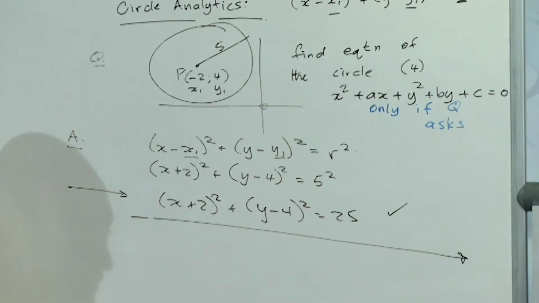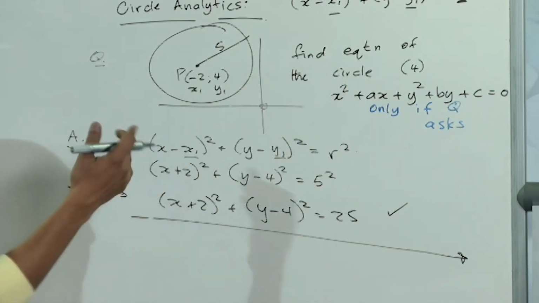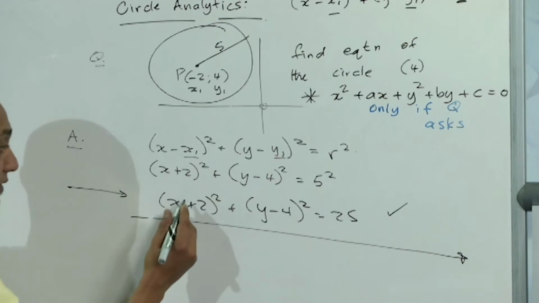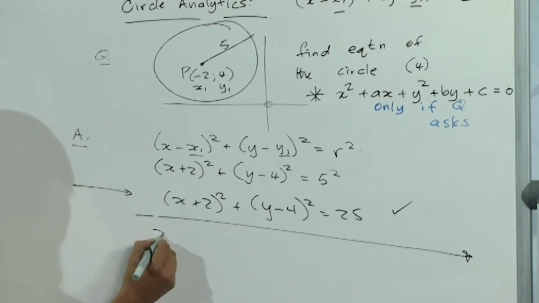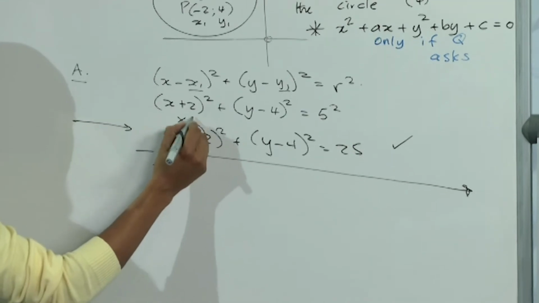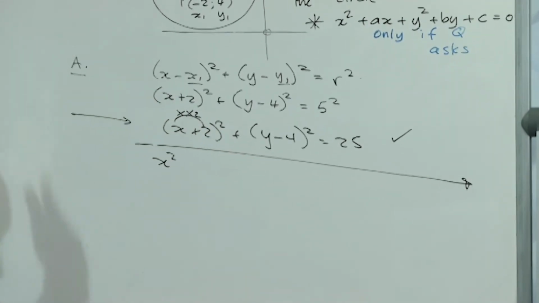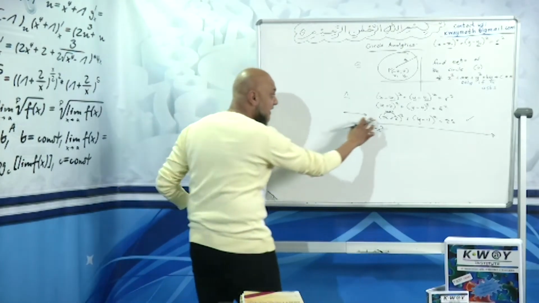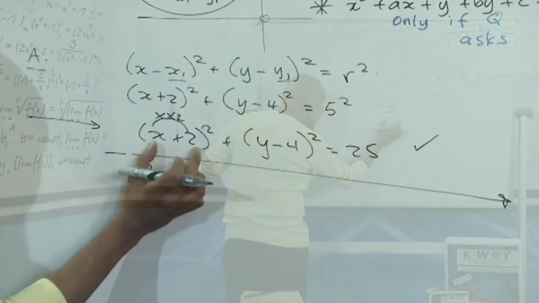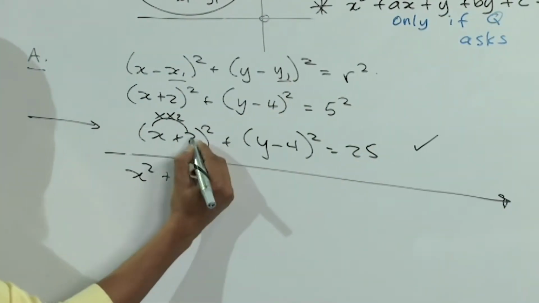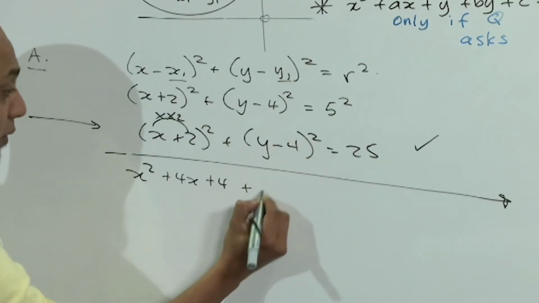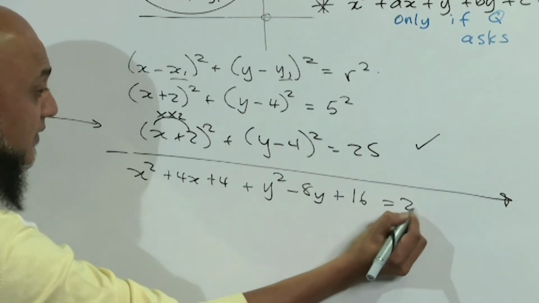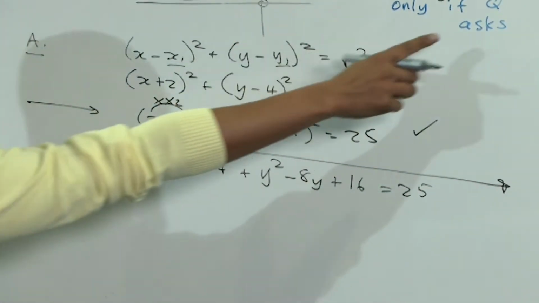If the question asks you to get it to that form, all you have to do is remove the brackets. So now we're going to do a little bit of algebra. Say the question asked you to give it in this form. All you're going to do now is remove the brackets. Square the first term, x squared. Multiply the 2 inside the brackets and times it by 2. Remember from our shortcut rule from the previous episodes, I showed you how to square a binomial. You square the first term, x squared. Multiply the 2, 2x times 2 is 4x. Square the second term, plus 4, plus y squared, minus 4y times 2, minus 8y, plus 16 is equal to 25. Now they want it equal to 0.